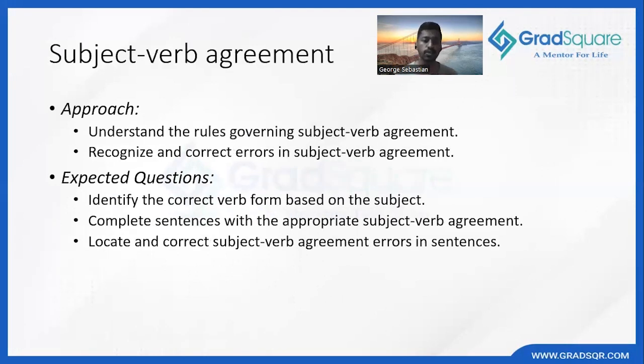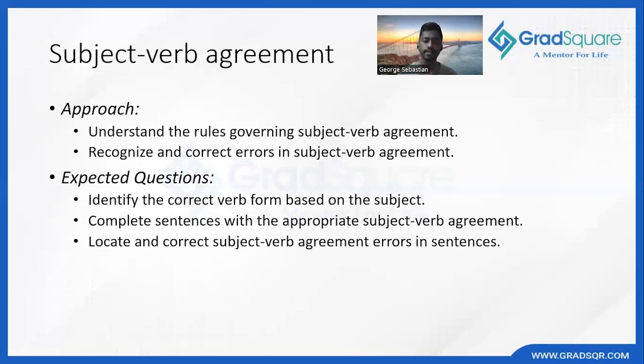And the next one is subject-verb agreement, right? This is another very major part because here we need to basically understand the rule which governs subject-verb agreement. If the subject is singular, we need to use the singular form of the verb. If the subject is plural, we need to use the plural form of the verb. So this is the basic rule regarding subject-verb agreement, right?